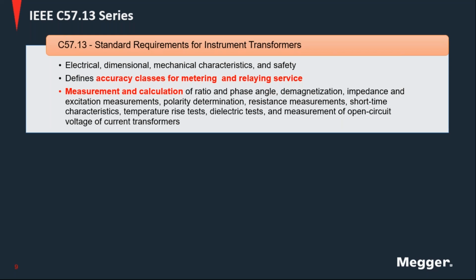Some of these tests are mainly for factory purposes, for type testing or routine testing, but there are also tests that apply for field testing. Those are basically ratio and phase angle, demagnetization, impedance and excitation measurements, polarity of the terminals, and resistance measurements. Those are the ones we are going to be talking about in this presentation.